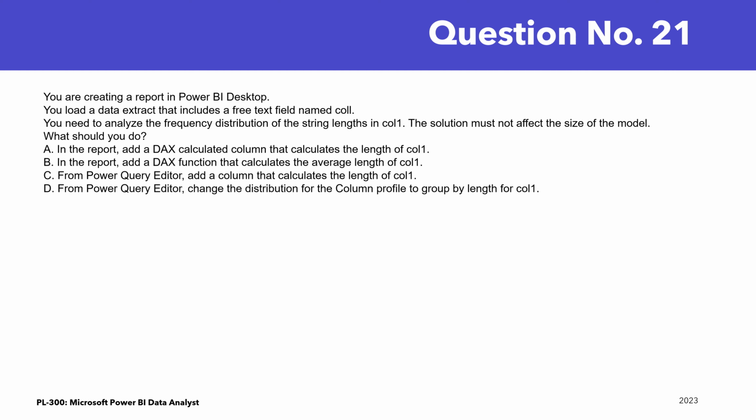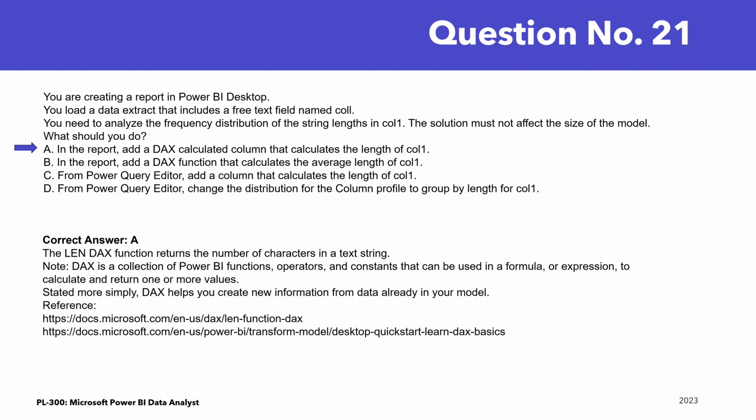A. In the report, add a DAX calculated column that calculates the length of col1. B. In the report, add a DAX function that calculates the average length of col1. C. From Power Query Editor, add a column that calculates the length of col1. D. From Power Query Editor, change the distribution for the column profile to group by length for col1. Correct answer, A.